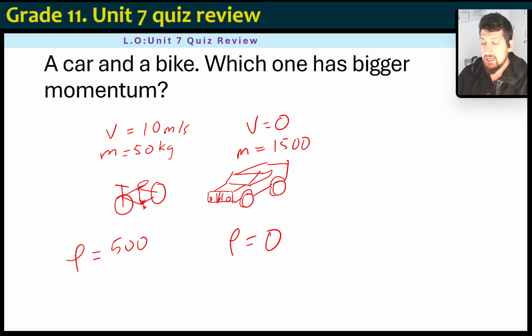However, if the question says, for example, a bicycle that is moving at 100 meters per second, which is impossible, and a car that's moving at 1 meter per second, then that's when you do your calculations and you multiply the mass and the velocity and you can work out which one has the bigger momentum. Okay?